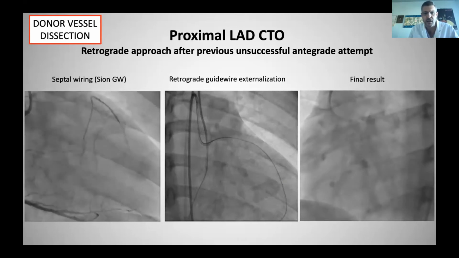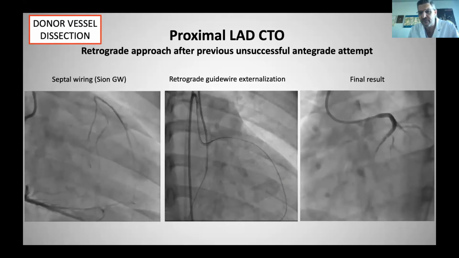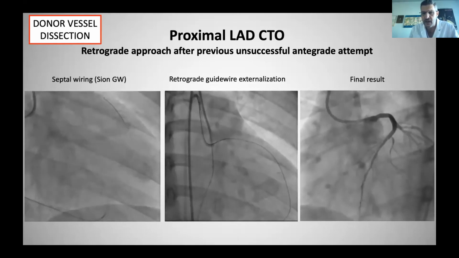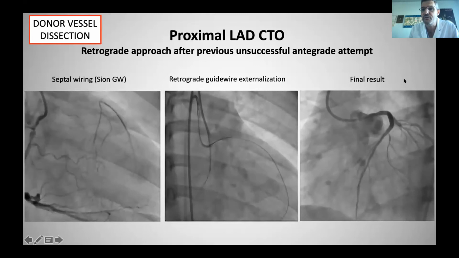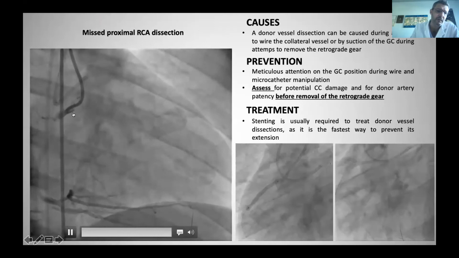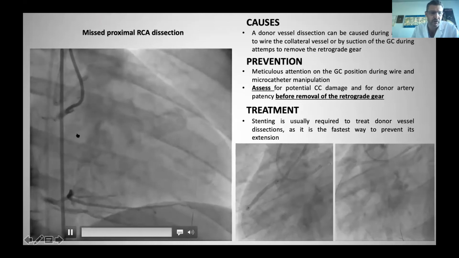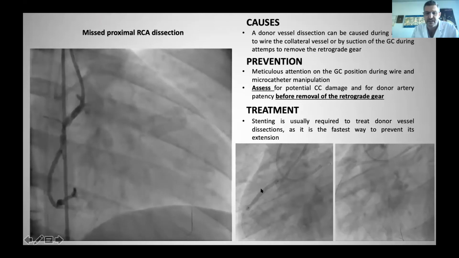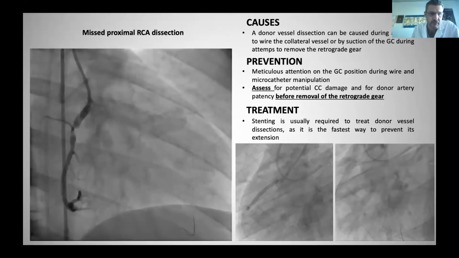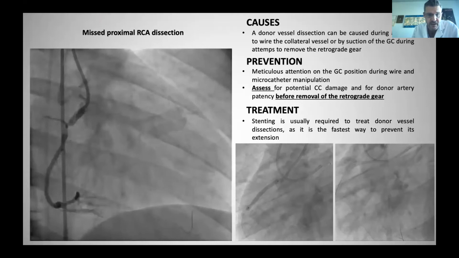In this case, we performed a retrograde LAD CTO PCI. We were very happy to achieve this kind of result, but unfortunately, we missed checking for the integrity of the donor vessel before removing the retrograde gear. And as you can appreciate here, there was a proximal dissection of the right coronary artery without a safety wire inside. So we had to recross to regain the distal true lumen to deliver a stent. So before removing the retrograde gear, operators should check for the integrity of the donor vessel, because sometimes you can create some damage or some dissection, like in this case.